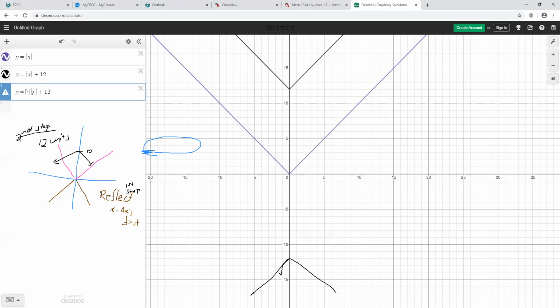but if I write times -1 here, class, that would be like saying, do that reflection first. And you would get this wrong graph. So if I just type -1 only right here, it's going to reflect it first, which is the brown graph, and then move it up 12. And then we'll get this black graph. And that's not the one we want.